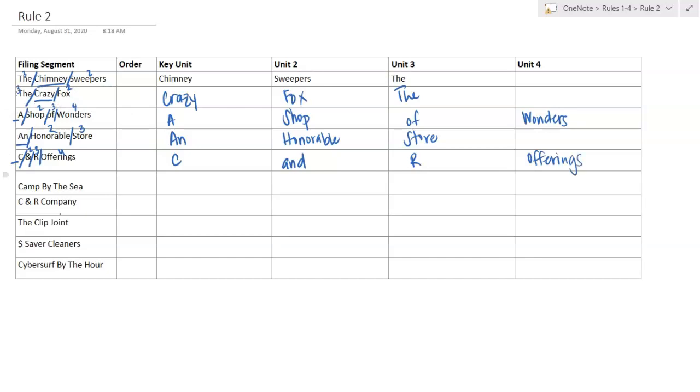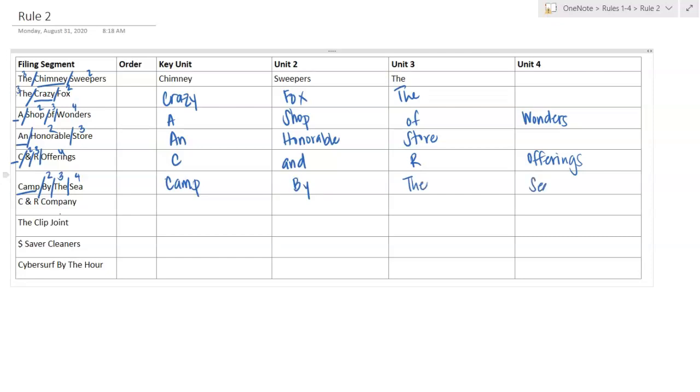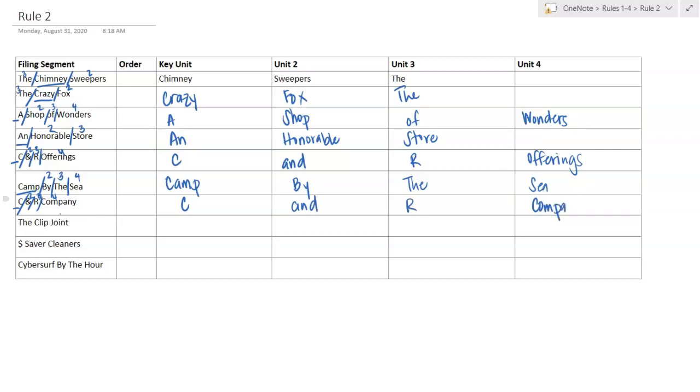Okay, here we have camp by the sea. Camp is my key unit, by is unit 2, the is unit 3, and sea is unit 4. Okay, here we have C and R company. Again, I'm going to need to spell out the and. So my key unit is C, and is unit 2, R is unit 3, and company is unit 4.